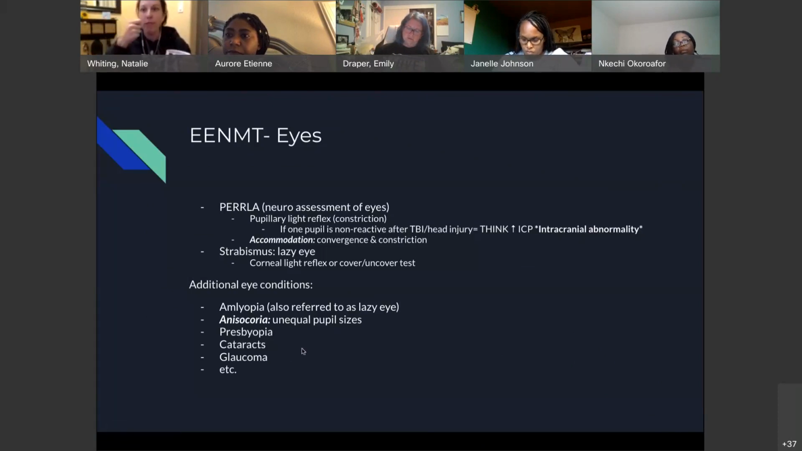So when you have the light on this eye, you always hold underneath. Don't ever hold it directly in front of the eye itself because that's just painful. You'll see the pupil in this one is also consensual. So that's 2 tests in one. If one pupil is non-reactive after a TBI, so traumatic brain injury, you want to think increasing cranial pressure and intracranial abnormality.